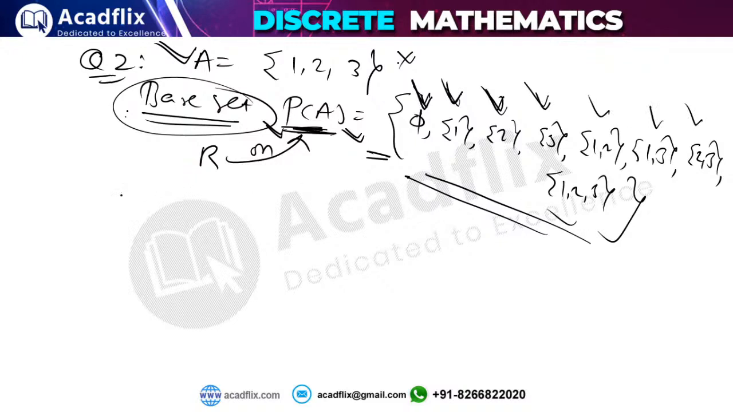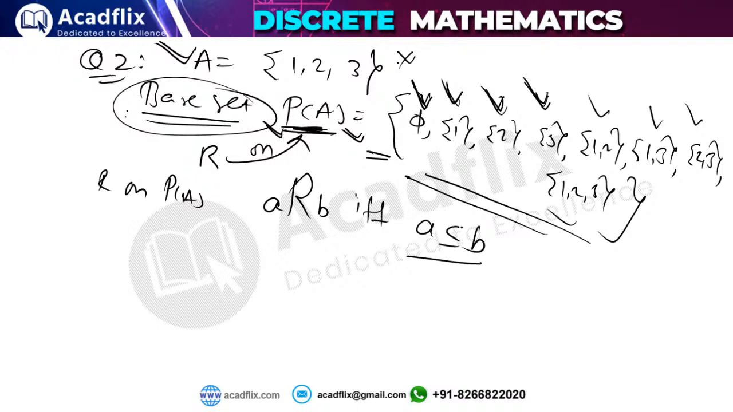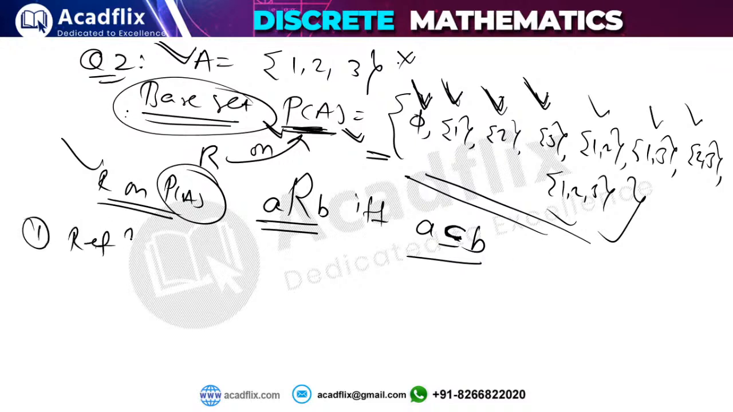Now we are defining a relation R on power set of A, and what is the rule? The rule is this. A is related to B, meaning one element is related to another element, if and only if A is a subset of B. Remember, this is subset. A is a subset of B. This is our relation. Basically, we are defining a relation R on power set of A. A is related to B if and only if A is a subset of B. Now, first thing you need to tell me, is it reflexive? This is my first question. Is it reflexive?